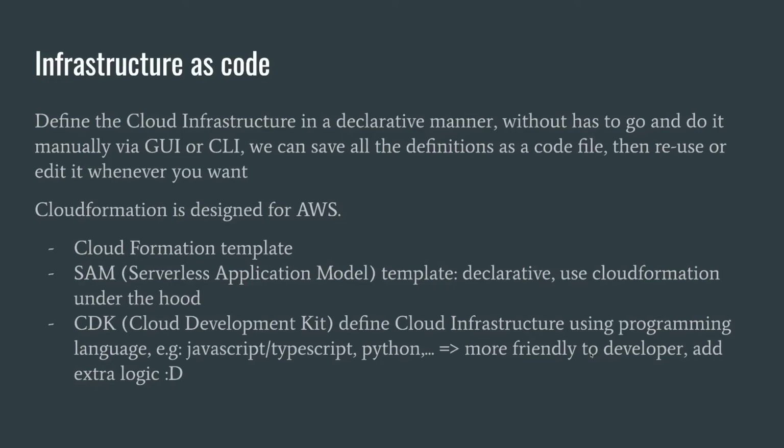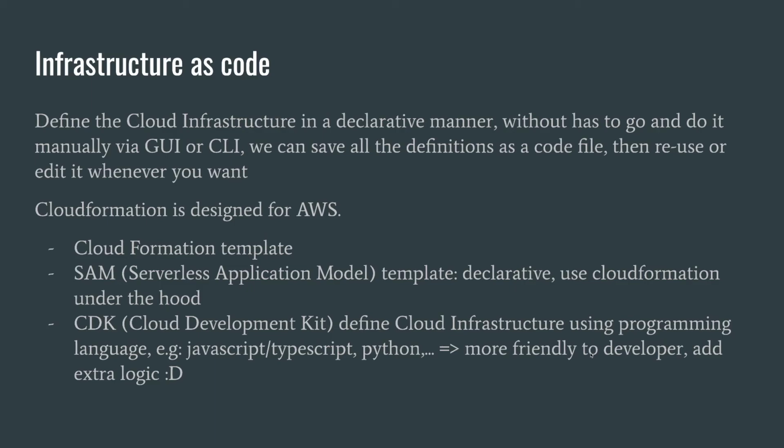So first, let's talk about infrastructure as code. This concept has been around for a while, and what it means is that you define the infrastructure of your cloud application as code. You write code to do it instead of logging into the AWS console using their GUI, or opening your terminal and writing some commands in the CLI.